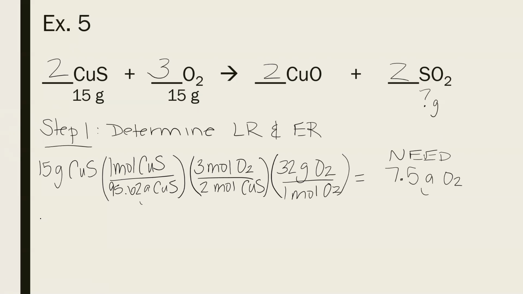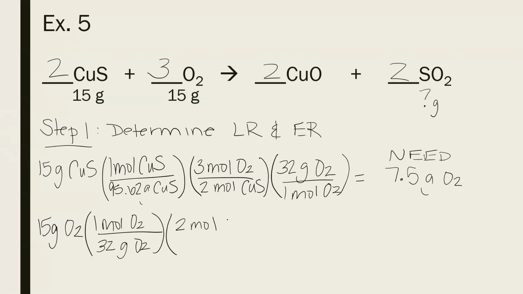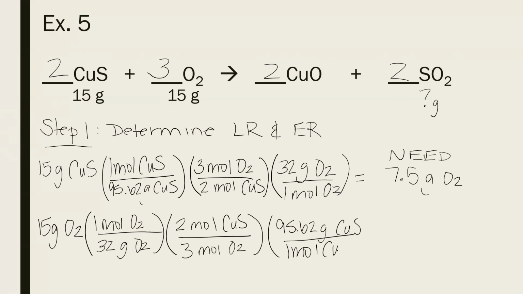If you did it the other way, if you started with oxygen, that's totally fine. Let me just flip-flop the numbers. Doesn't matter to me which one you start with as long as you pick a reactant. Ignore the product or products for right now. Okay, so no matter which way you did it, so if you started with oxygen and solved for copper sulfide, you would get about 30 grams. I'm rounding, that's fine.